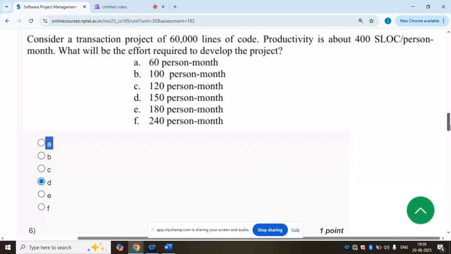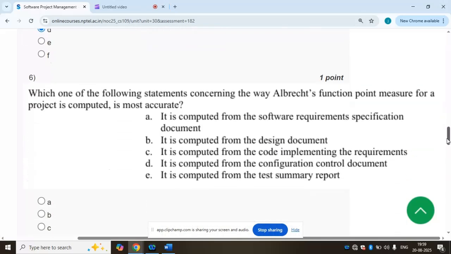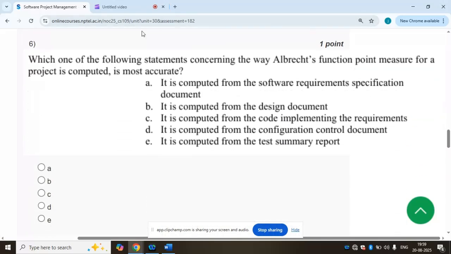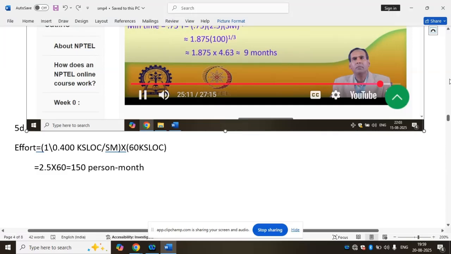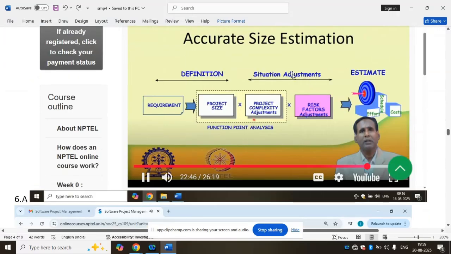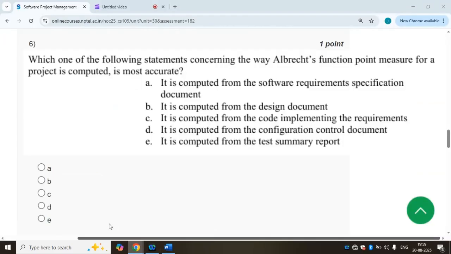And we'll see the sixth one. Which one of the following statements concerning the way Albrecht function point measure for a project is computed is most accurate? So we'll see that one now. Accurate size estimation depends upon the requirement. So the answer is requirement. The first one, it is computed from the software requirements specification document. Option A.